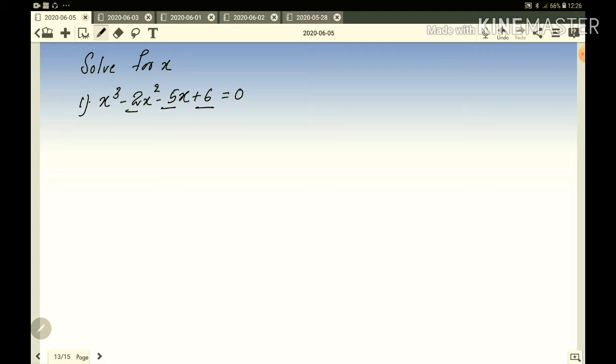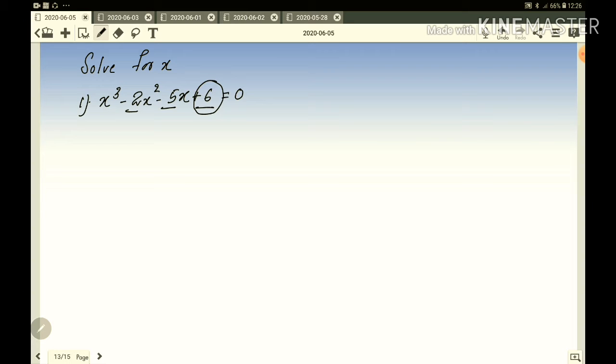We know that a cubic contains how many x values? 3 x values are there. 3 factors are there. The first one of the x values we can find out using the factor theorem. For that you have to go to the constant. What is the constant here? Plus 6.